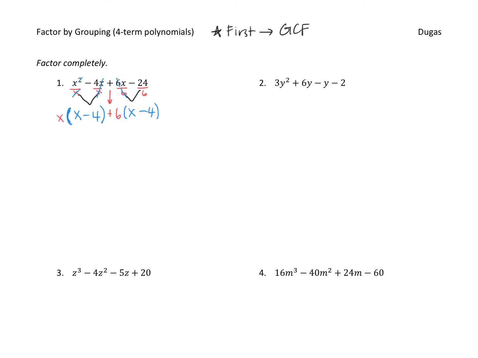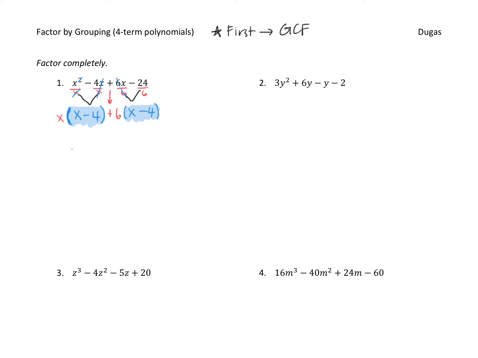Look at what I have in blue. Do you see the leftovers in both cases are the same? That will always happen if it's factorable by grouping. So if you have a 4-term polynomial and it is factorable by grouping, you will always get the same leftovers in parentheses. That's a sign that you can continue to factor. So now you have the x minus 4 in common. So what's in blue makes up one factor, and then what's in red combines together to make up the other factor.